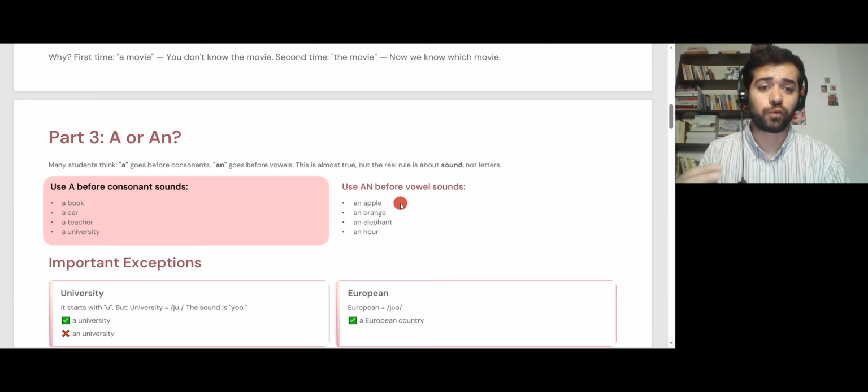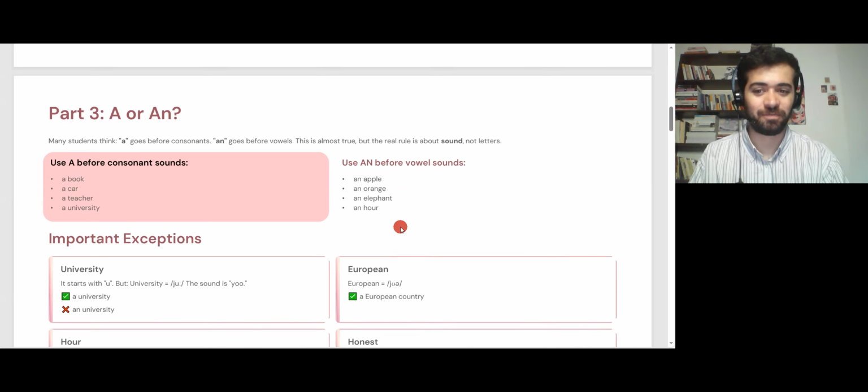Use an before vowel sounds. So, an apple. We can't say a apple. A orange? No, an orange. A elephant? No, an elephant. Look how much easier that is. An hour, because it starts with a vowel sound. It's H, but the sound is a vowel: hour, an hour. That's why we use an.